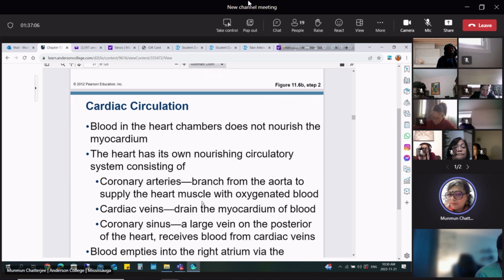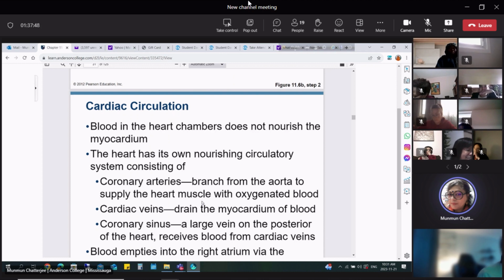So now we come to the cardiac circulation. The heart sends the blood everywhere, but the heart itself needs its own circulation. Otherwise, how is it going to get the energy to function, right? The heart's own circulatory system is called the cardiac circulation. Blood inside the heart chambers cannot reach the myocardium to give it nutrients and other things. For that, it needs its own circulation system.